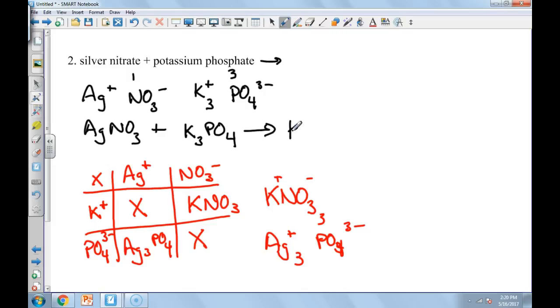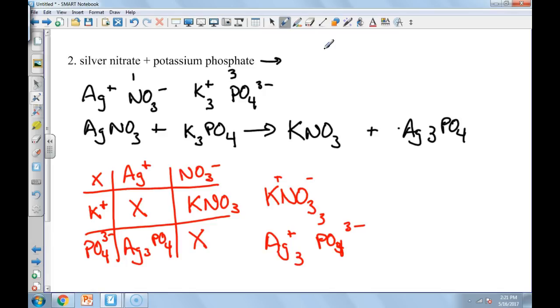So the products of this reaction that we determined by using the little thing down here are going to be KNO3 plus Ag3PO4. Now, those are the products of the reaction, but we want to keep going with this. Now we can balance it, or if we wanted to, we could write the states and the net ionic equation. So I think that we should do the net ionic equation first, so we need to know the states.